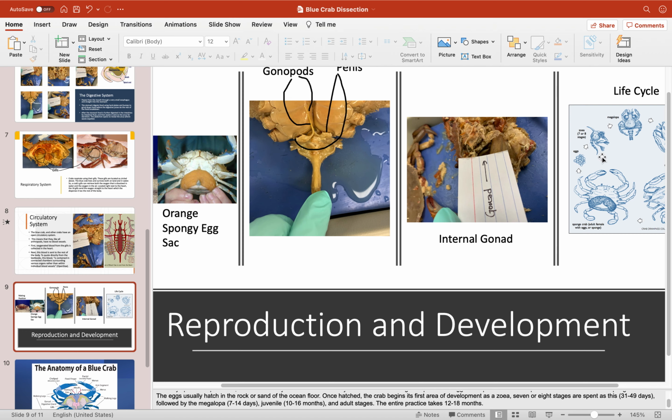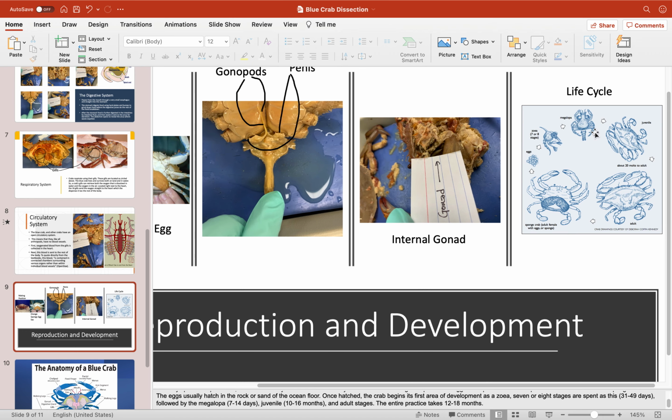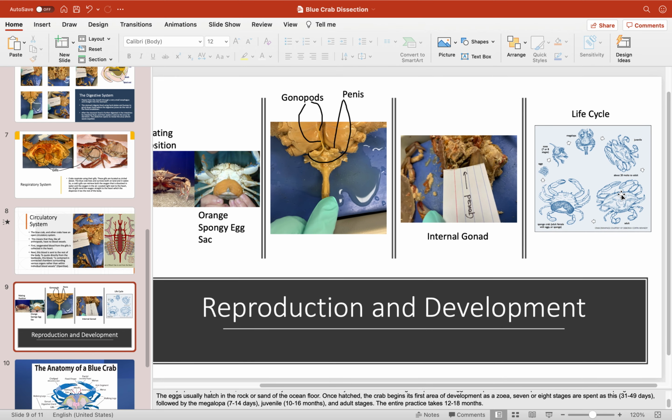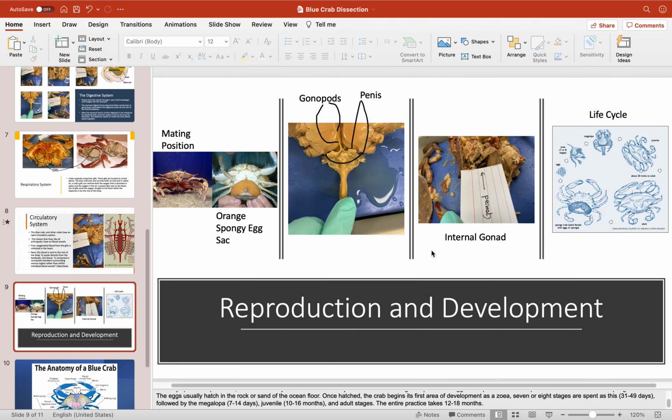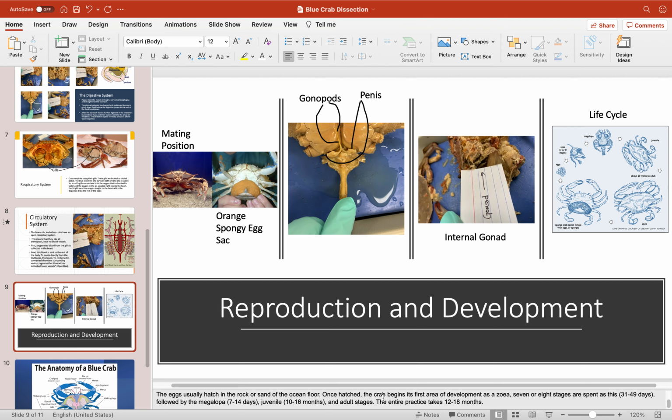After that month to month and a half, they spend an additional 2 weeks in this megalopa stage before becoming a juvenile crab, and this juvenile state lasts for between 10 and 16 months before they become a full adult about 18 months after their egg has hatched. And that's pretty much everything you need to know about reproduction and development.